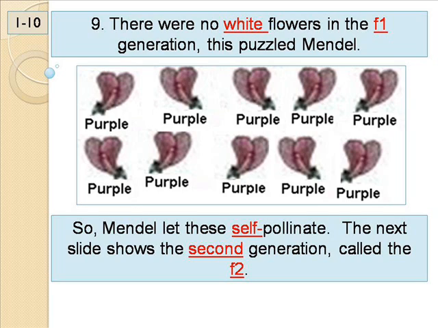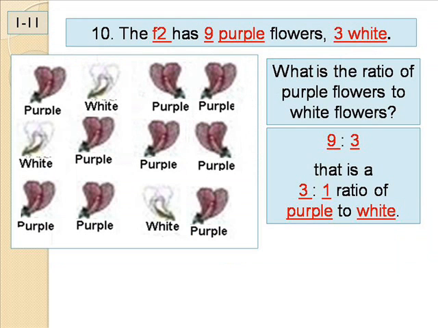But now, when these crossed, that's what came out. The white ones came back. But now, the F2 had 9 purple and 3 white. Now, what ratio is that? 9 to 3 actually becomes what? 3 to 1. I always say the big number first. So for every 3 purples, he got a white.